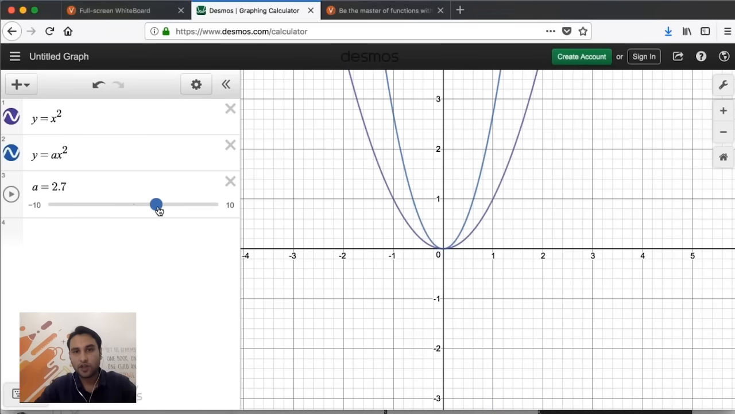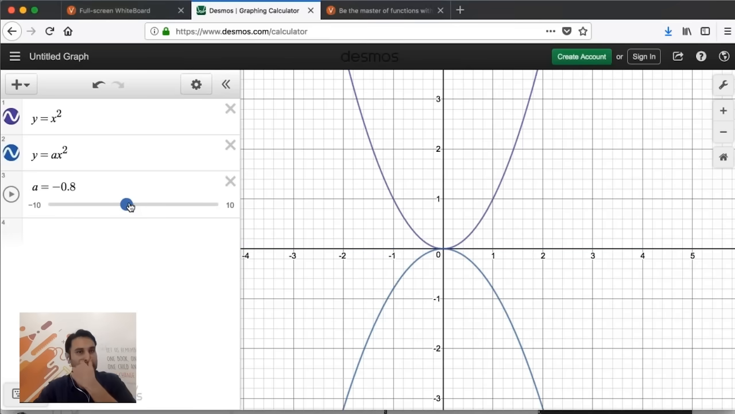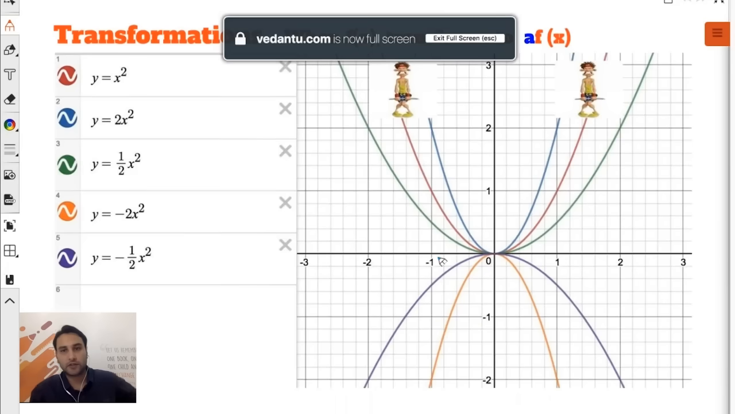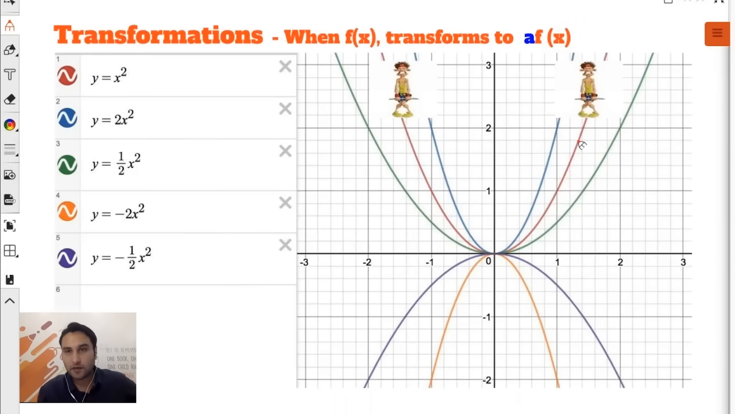Vertical stretch or compression or inversion. Now let me summarize it for you quickly. Then let's do more problems after that. So this is my y equal to x square. Now look at these two guys here. They're pulling the graph up, stretching it up, when a is greater than 1.